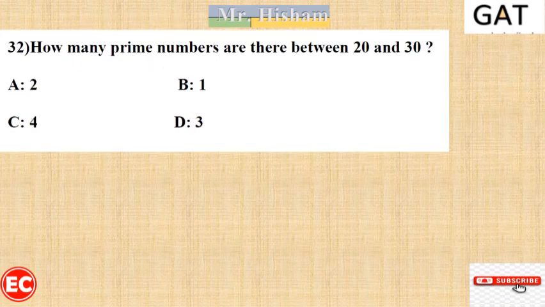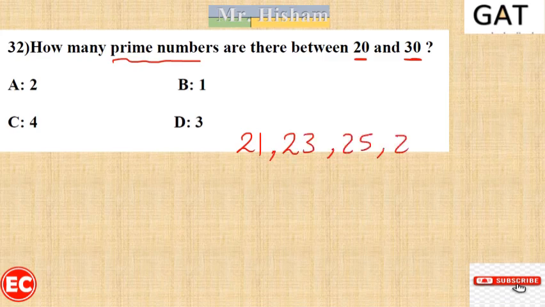Question 32. How many prime numbers are there between 20 and 30? To find the prime numbers between 20 and 30, first start by writing the odd numbers, skip the even. So 21, 23, 25, 27, 29. 27 is divisible by 3, so it's not prime.